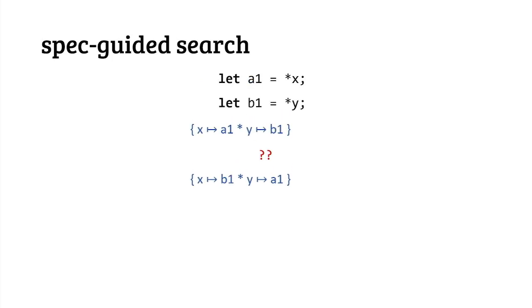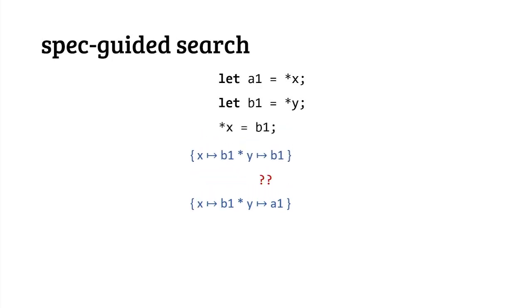OK, now let's look at our post state. In our post state, x now points to the value of some program variable b1. In the post state, it should be pointing to that, but in the pre-state, it does not yet point to that. So we should just write it. We should just write b1 into x. Why not? And the same thing with y.